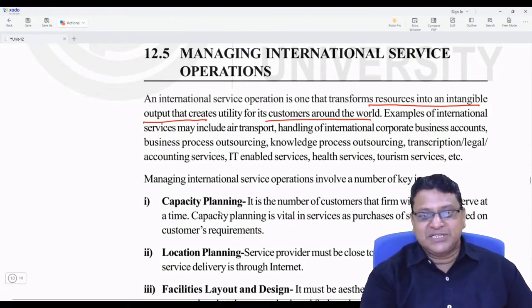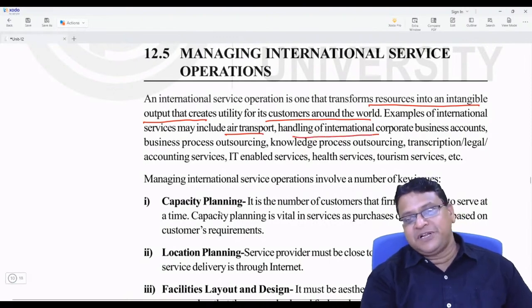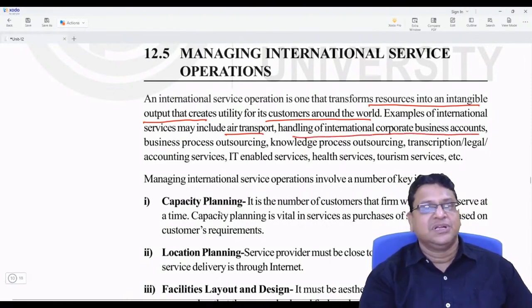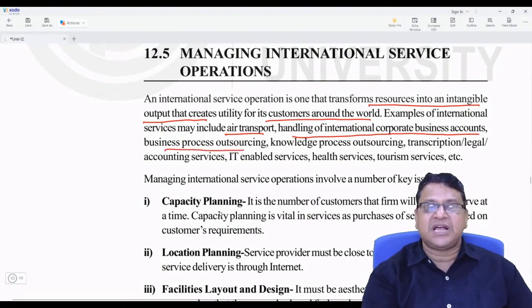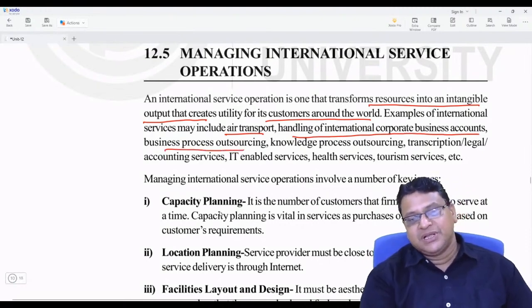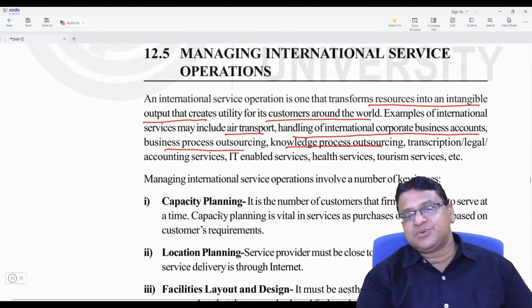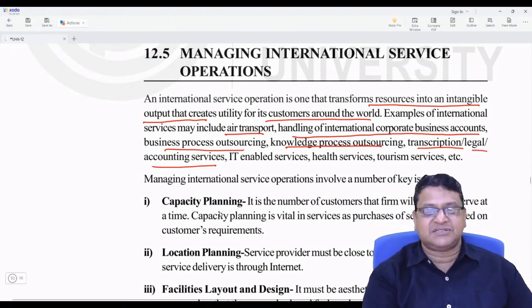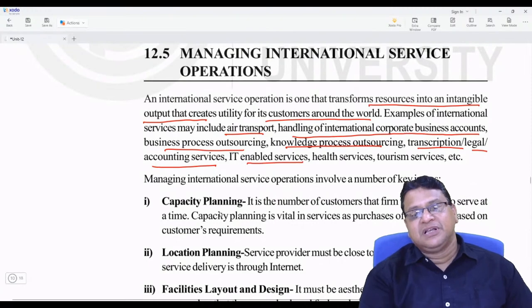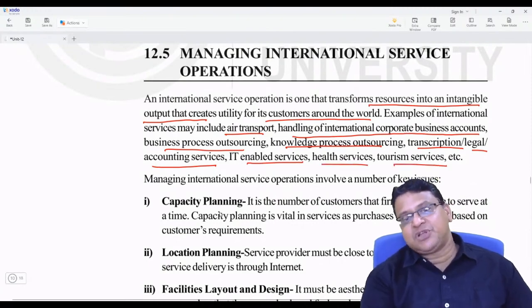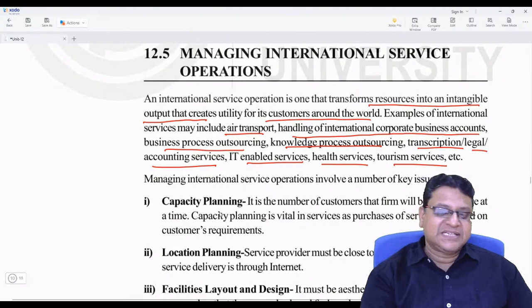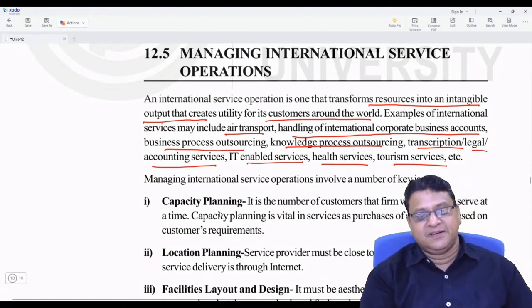It deals with management of air transport, handling of international corporate business accounts. It deals with business process outsourcing and knowledge process outsourcing, that is BPO and KPO. It deals with medical transcription, legal and accounting services, IT-enabled services, health services, tourism services. These are managed internationally. So managing international services involves the following key issues.